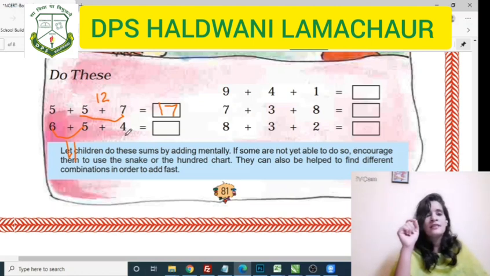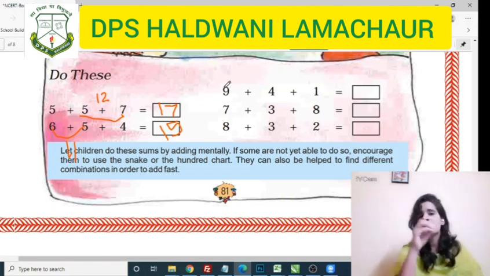Now which number is left? 4. Okay, after 11 I will count 4. 11, 12, 13, 14, 15. So the answer is 15 here. Okay, is it easy? So how will you do it again? You will add these 2 numbers or these 2 numbers. It's up to you. You can add any 2 numbers. You can add 9 plus 1 also, 4 plus 1 also, 9 plus 4 also. It's up to you. Okay.